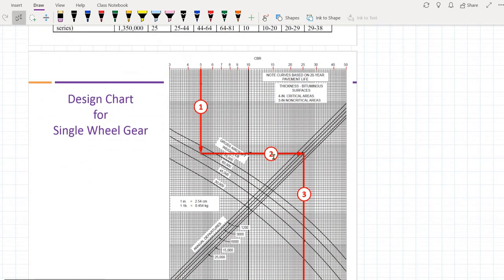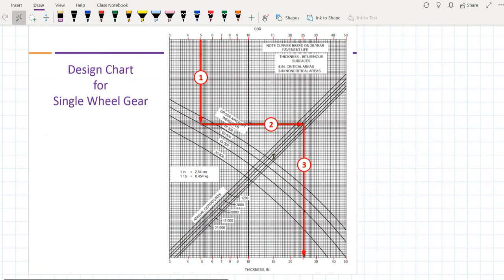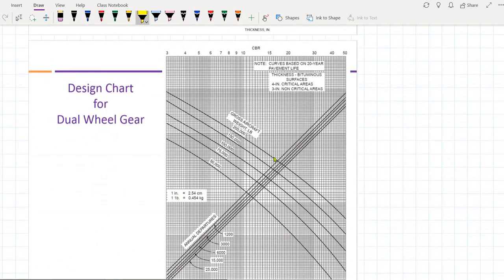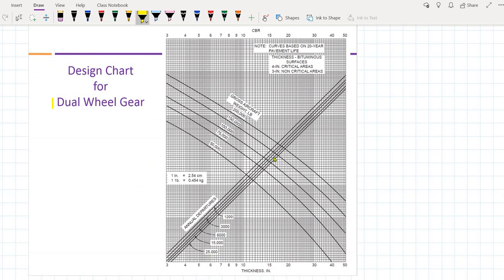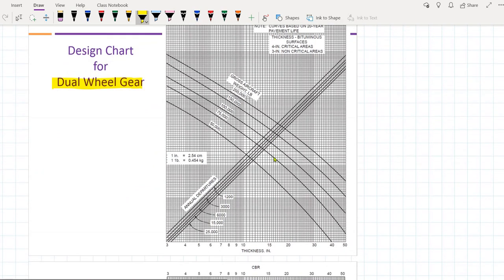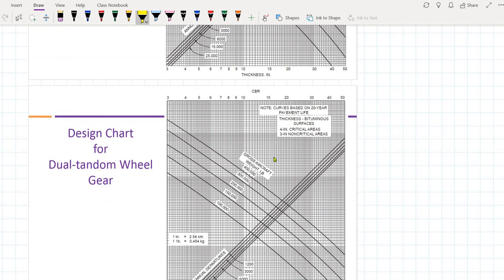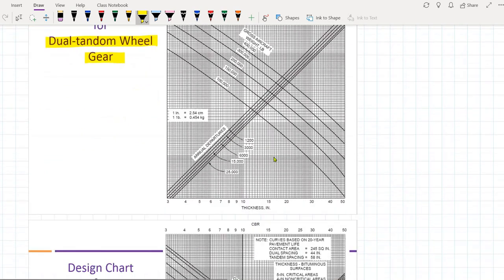The FAA method, the Federal Aviation Administration method, has developed design charts. This is one typical design chart, and this is the design chart for single wheel gear. Similarly, there is a chart for dual gear. If our design aircraft is dual gear, we are going to use this chart. If our design aircraft is dual tandem, then we are going to use this design chart.